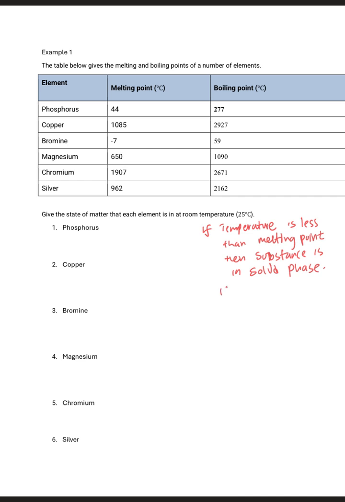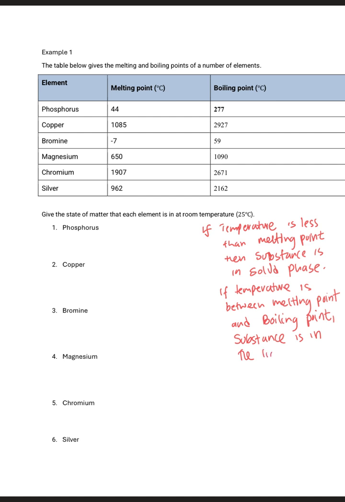And if temperature is between melting point and boiling point, it means the substance is in the liquid phase. Let me just do this so that we can track them.